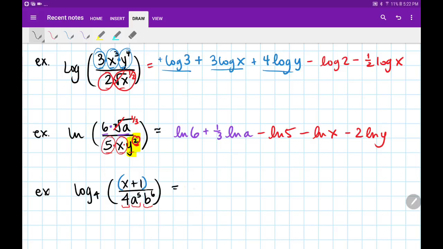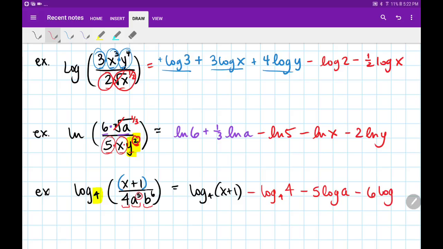Okay, so the first one's going to be, now notice we have this log base 4. We need to keep that in mind. So I'm going to write log base 4. Our first one is x plus 1. Why did I leave it positive in front? Because the x plus 1 is from the numerator. Next, minus log base 4 of 4. I'm still in the denominator, so minus 5 log a. I took this 5, moved it to the front, and then minus 6 log b.